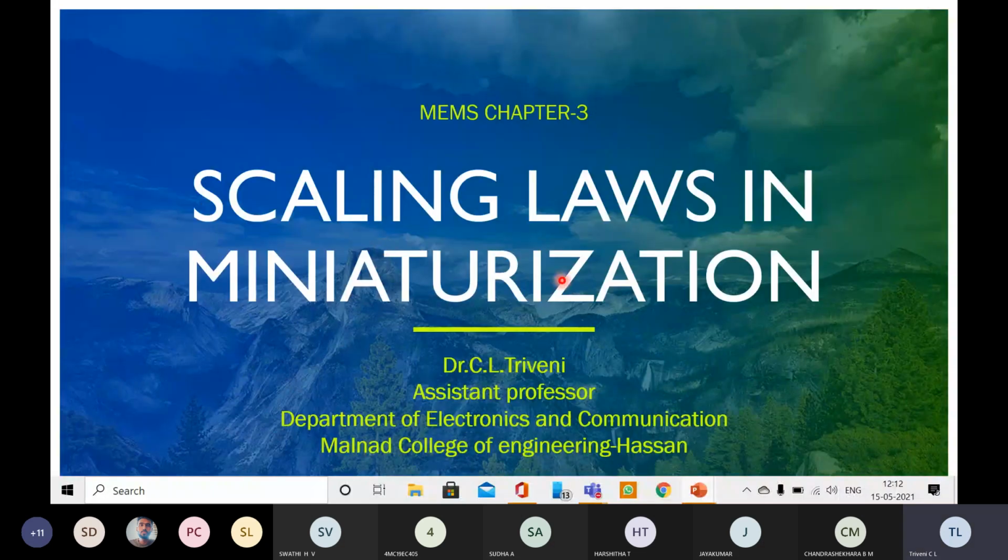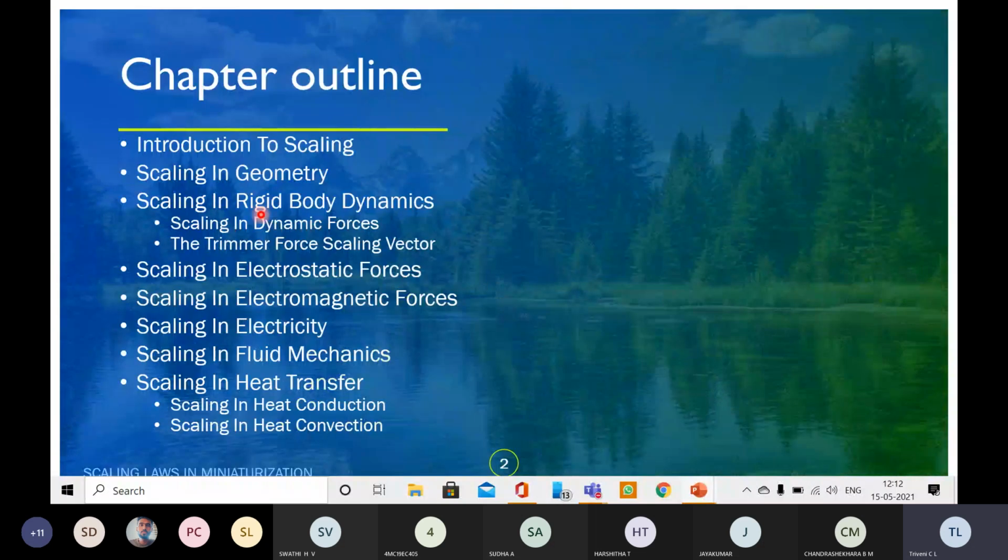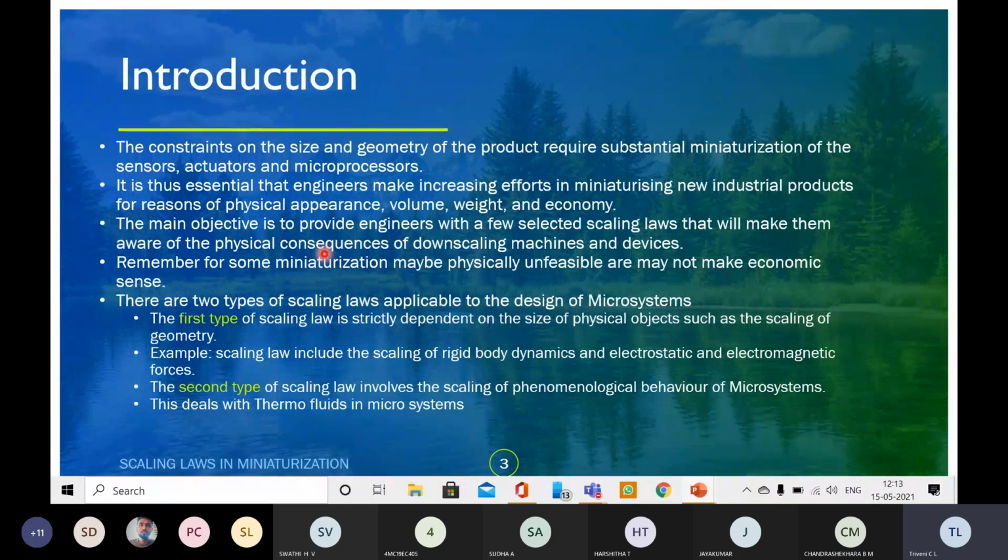In the morning class, we had taken the scaling laws in miniaturization. In that one, I had already told we'll be discussing the outline of the chapters. And I think that in the morning session, we had taken up to the trimmer's force scaling vector. In that one, we are still supposed to calculate the power by volume ratio. That power density you are supposed to calculate. We'll try to see that.